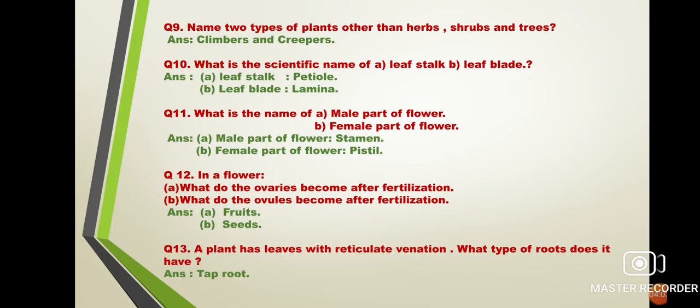Now, question number 9. Name 2 types of plants other than herbs, shrubs and trees. They are what? They are climbers and creepers. Alright. Next, question number 10. What is the scientific name of leaf stalk and leaf blade?